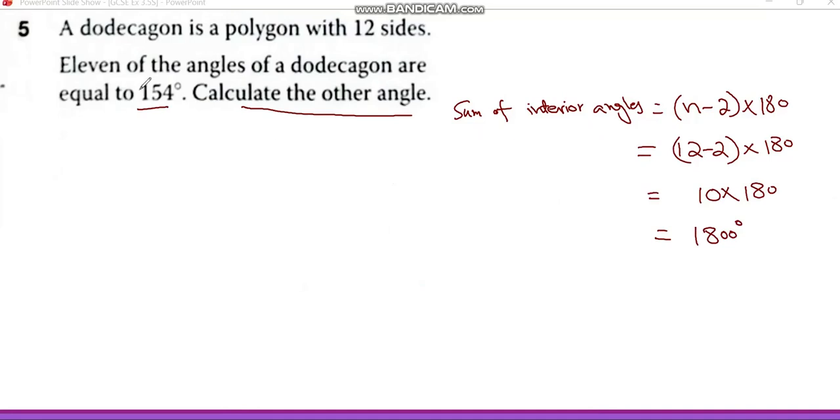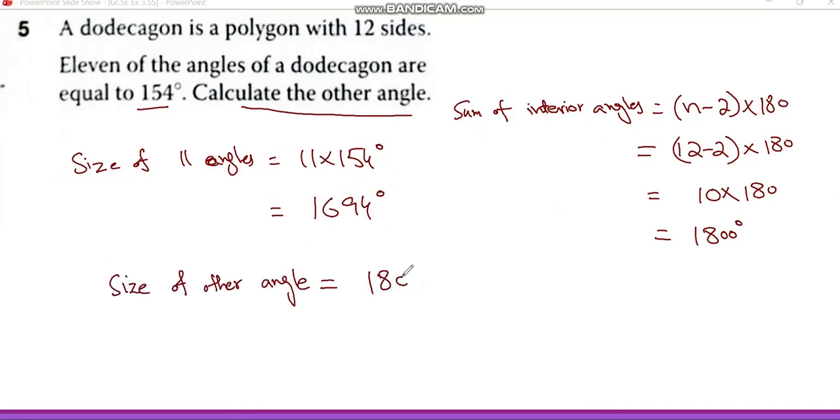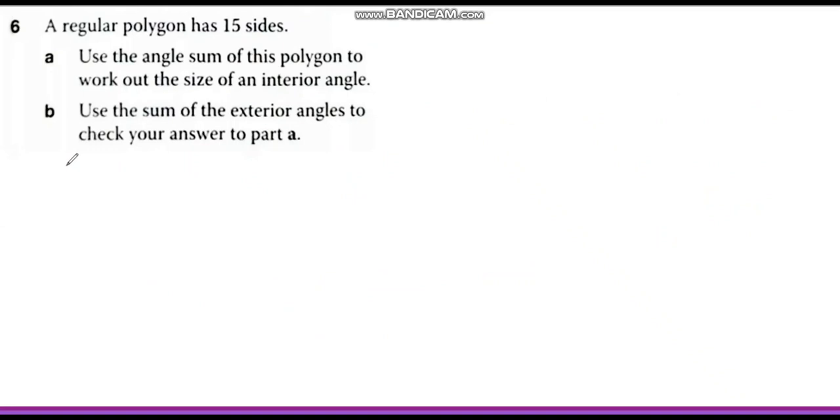As we know that the size of 11 angles is 154, the total size of 11 angles will be equal to 11 times 154 degrees, and that will be 1694 degrees. So we can easily find the size of the remaining angle, that will be 1800 minus 1694 degrees, that is 106.